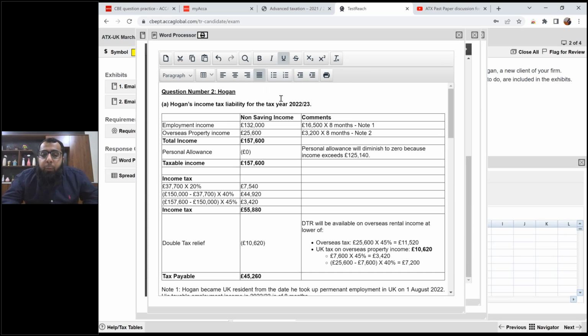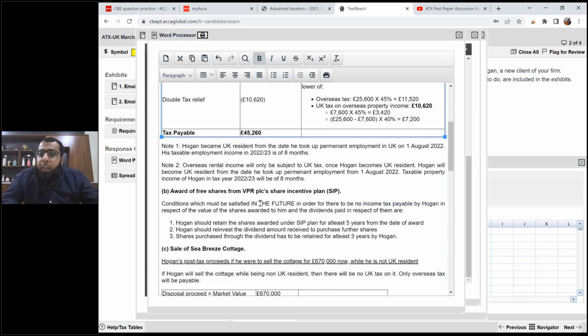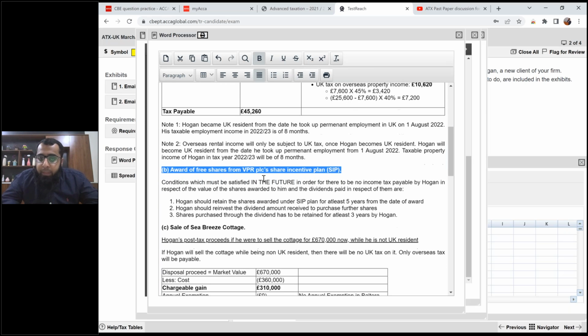The first requirement was very easy: Hogan's income tax liability, employment income, overseas property income, a straightforward requirement. That was a simple requirement where he became resident from August 22 and we calculated the simple tax. Then there was a simple requirement in relation to the award of free shares. That was a completely simple and easy requirement.